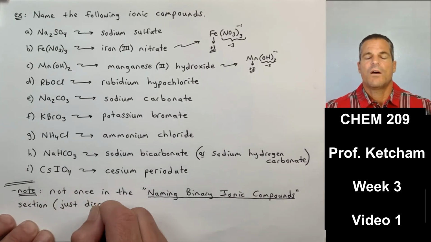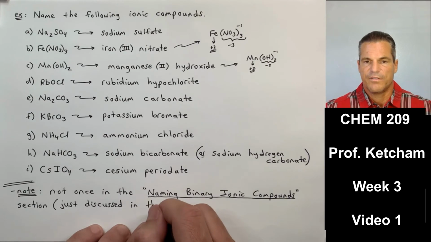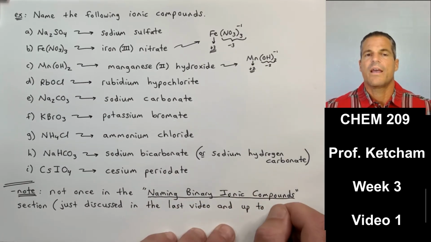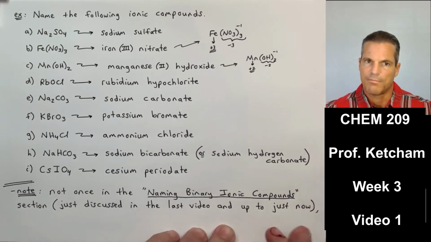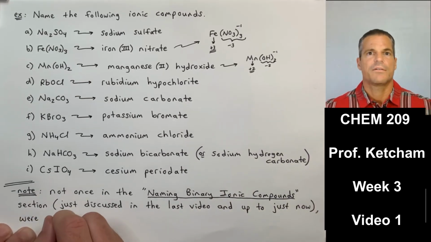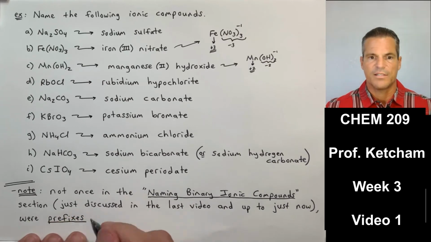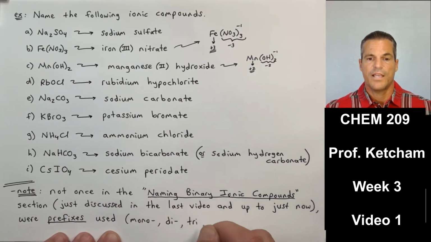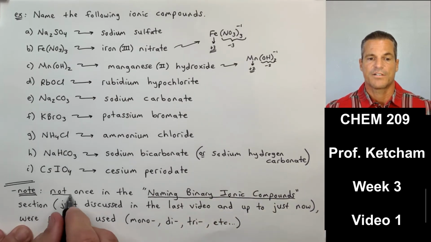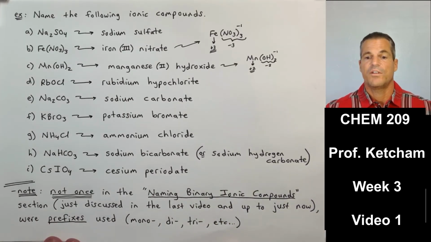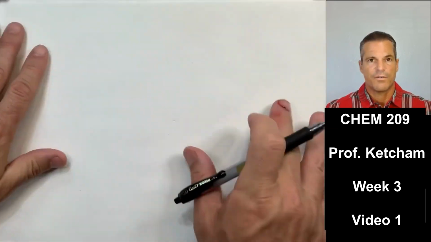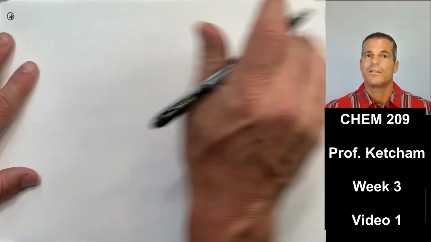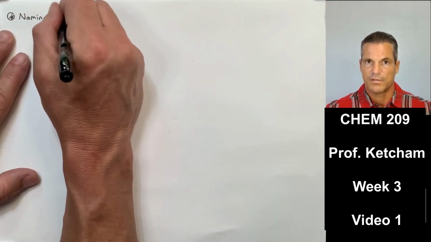All right. Now, not once in any of the naming we've done in this video or at length in the previous video was I ever using prefixes like mono or di or tri or tetra. None of that stuff. No penta, no deca. So down here it says not once in naming binary ionic compounds, discussed in the last video and up to just now, have I ever used prefixes. Prefixes are reserved for naming covalent compounds. All right?